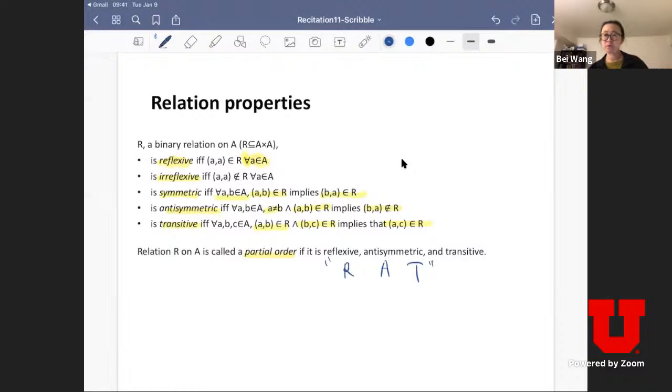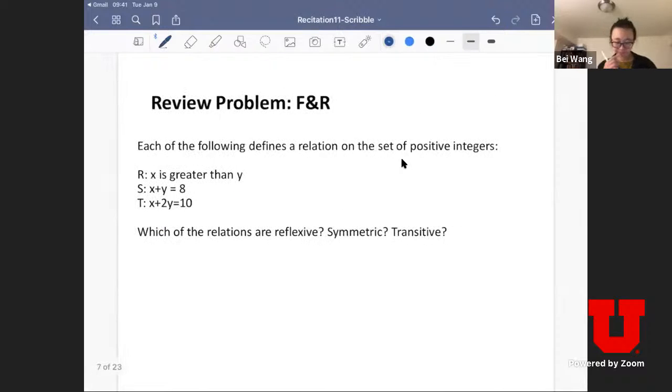So now let's go over a few practice problems for proving or giving counterexamples regarding those relation properties. So the first one is that each of those 3 relations is defined on the set of positive integers. Okay, so the first one is x is greater than y. So now this is a good time to pause the video again to try to solve this problem on your own. And then when you resume the video, you can watch the solutions, okay? So I'm asking whether those 3 relations are reflexive, symmetric, or transitive.